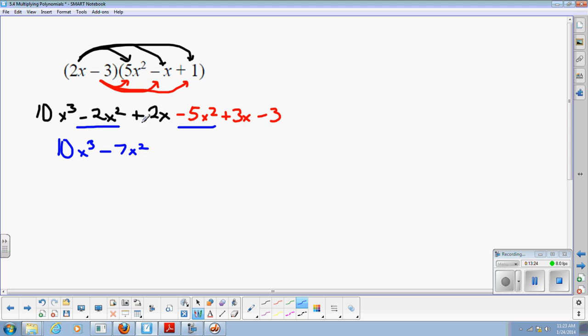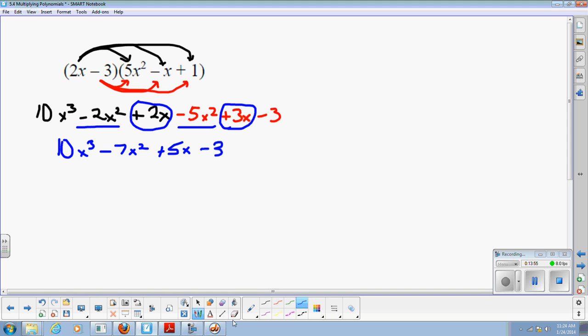squared. The next term to deal with is a plus 2x. So I have this plus 2x right here. Is there another term with just an x in it, plain x? Yes, plus 3x. So I have plus 2x plus 3x. That is a plus 5x. The only term I haven't worked with now is the minus 3, and that is the only regular number there, so copy it down. So now I have a polynomial with 4 terms in it as my answer. 10x cubed minus 7x squared plus 5x minus 3.